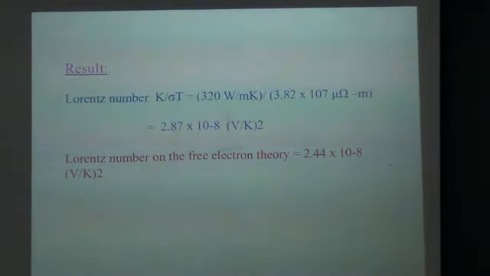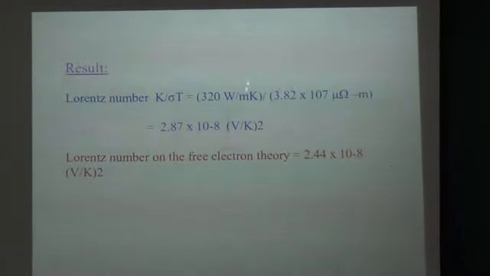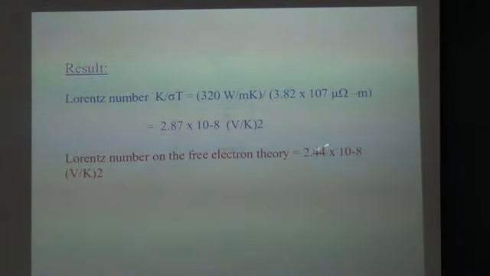Now we calculate the Lorentz number: kappa over sigma T. This is our value for thermal conductivity, this is for electrical conductivity, and the temperature. So we get a value of 2.87 × 10^-8. Okay, it's not very close to this, but it gives us some idea.